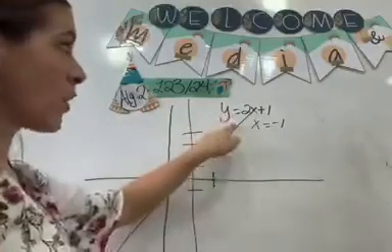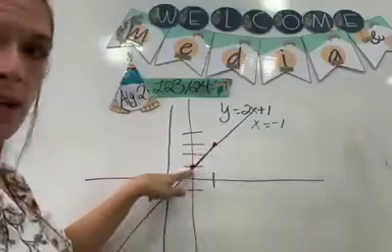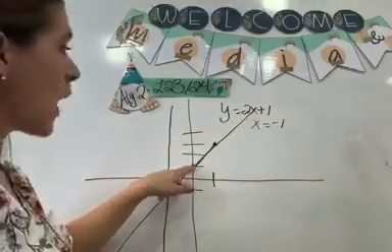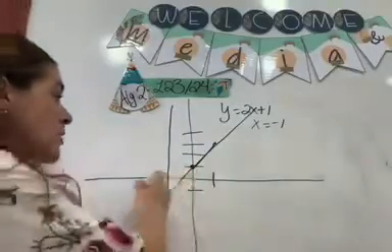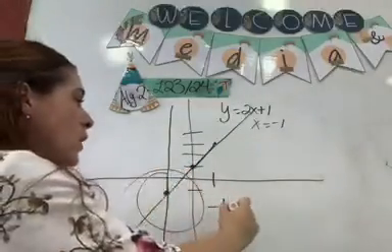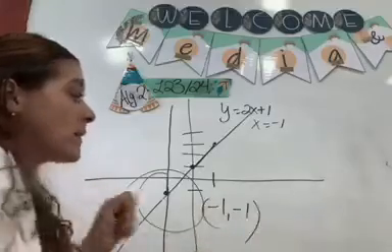Then this is already solved for y, so you're going to put your 1 on the y-intercept, and then you're going to go up 2 over 1 and down 2 over 1, and you're going to see that you intersect right here, which is at negative 1, negative 1. So y equals negative 1.